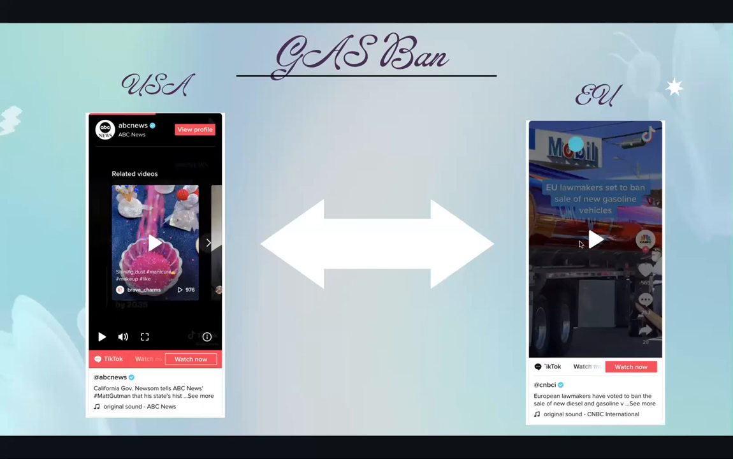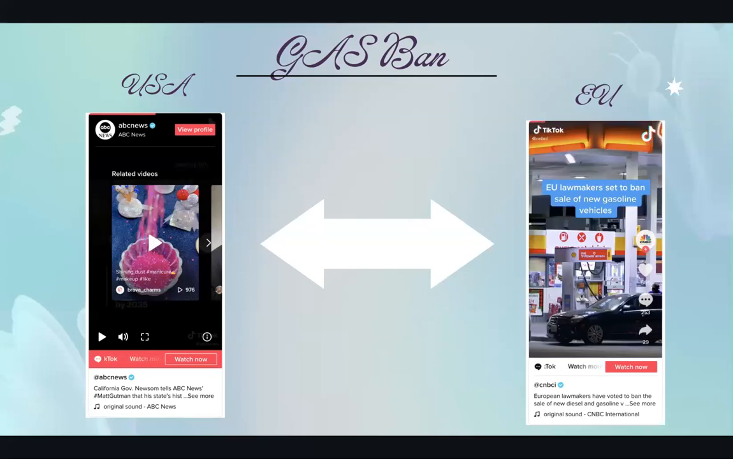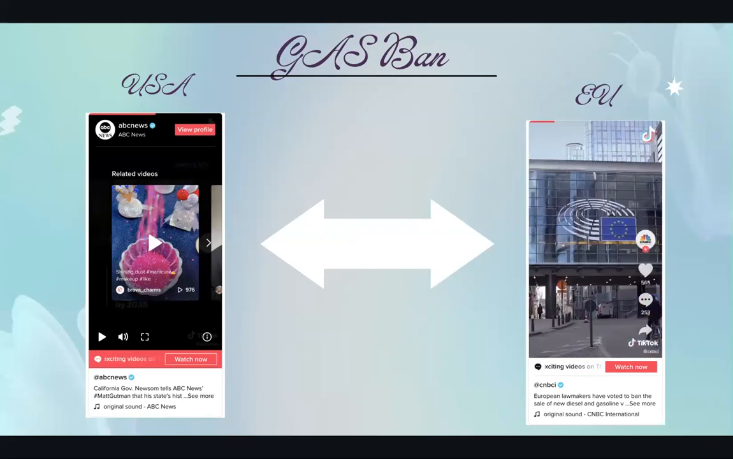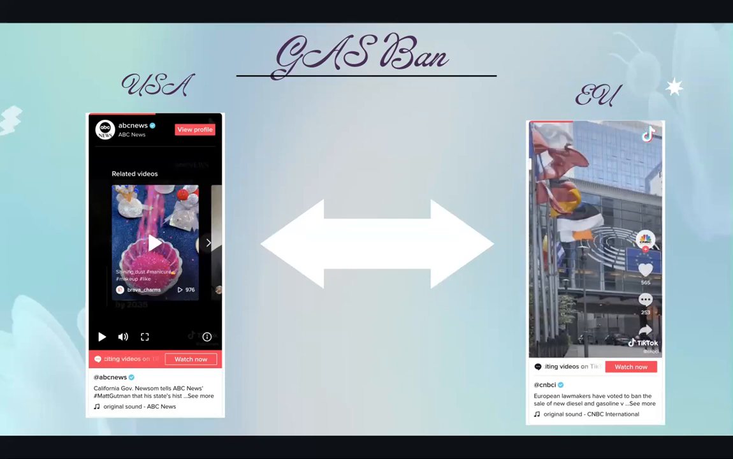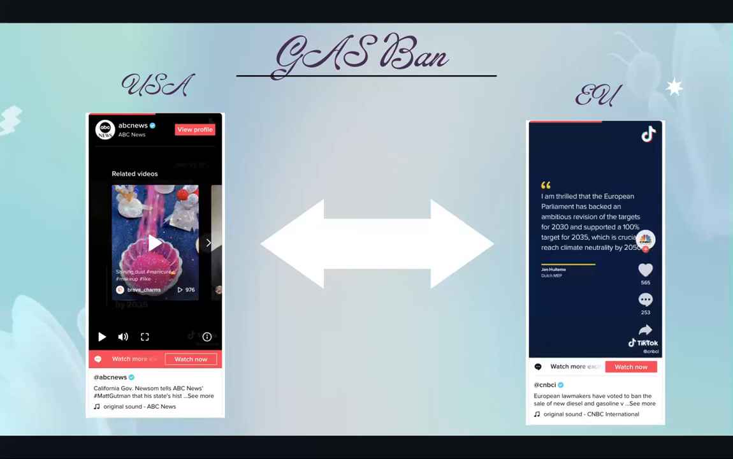European lawmakers have voted to ban the sale of new diesel and gasoline cars and vans in the EU from 2035. 339 MEPs in the European Parliament voted in favor of the plans, which had been proposed by the European Commission, the EU's executive branch. There were 249 votes against the proposal, while 24 MEPs abstained. I am thrilled that the European Parliament has backed an ambitious revision of the targets for 2030 and supported a 100% target for 2035, which is crucial to reach climate neutrality by 2050. Dutch MEP Jan Huytema said, click the link in the bio for more.